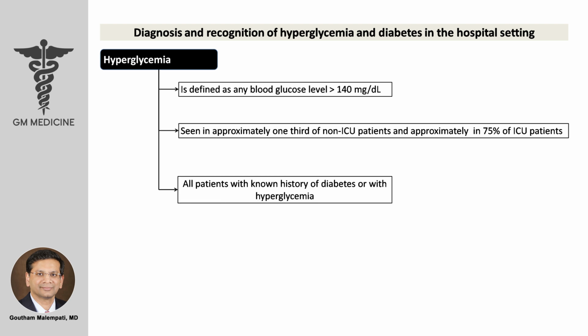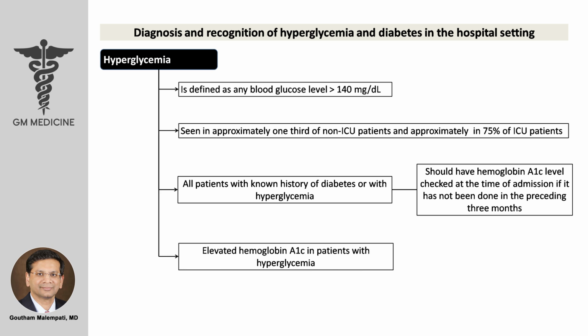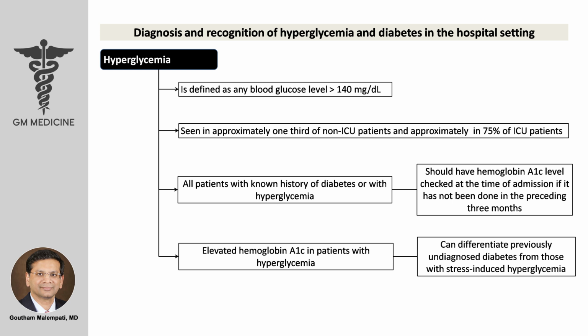All patients with no history of diabetes or with hyperglycemia should have hemoglobin A1C level checked at the time of admission if it has not been done in the preceding 3 months. Elevated hemoglobin A1C in patients with hyperglycemia can differentiate previously undiagnosed diabetes from those with stress-induced hyperglycemia.